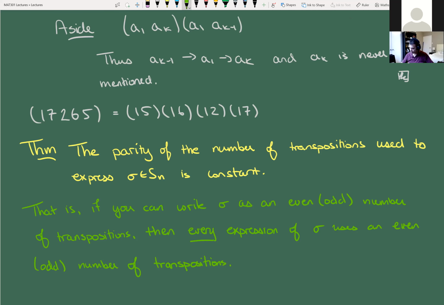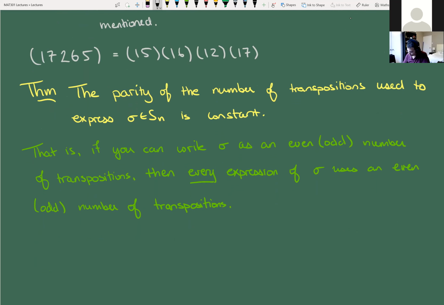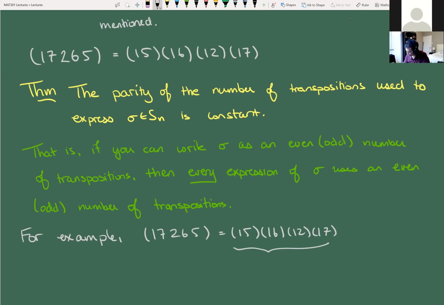Right, so in particular, we see up here, in the example above, and if you have a question, keep writing it. So for example, we had 17265, that was (1 5)(1 6)(1 2)(1 7). So it took me 4 transpositions, which is even. So if I can find some other way of writing this as a product of transpositions, maybe it's not exactly like this, it must always have an even number of transpositions in it. Maybe I can write it as 6 transpositions or 8 or something like that, but there will always be an even number, and we can't get away from that. Same thing, if it had been an odd number of transpositions, then no matter how else I had written it, it would have been an odd number.